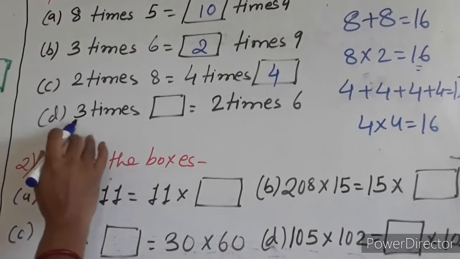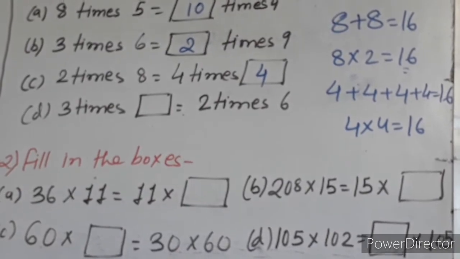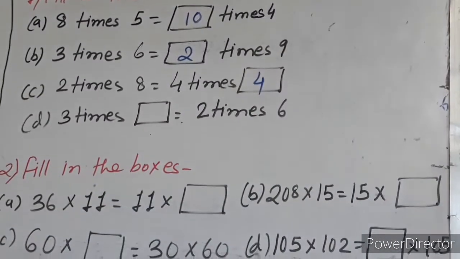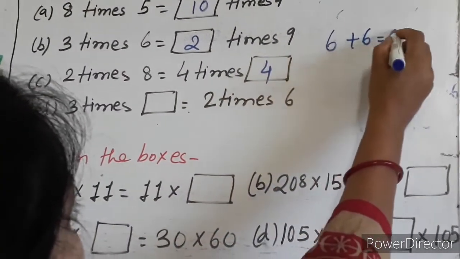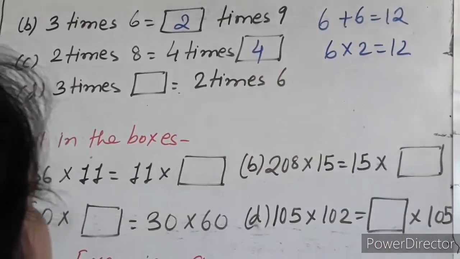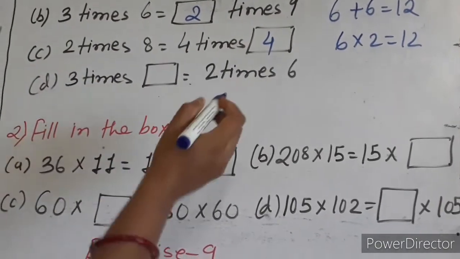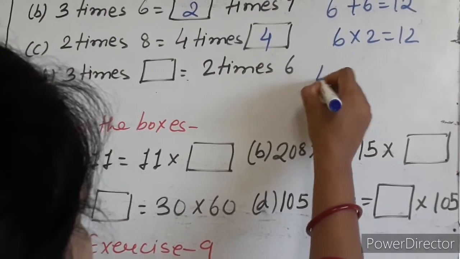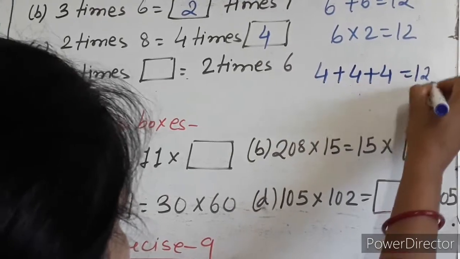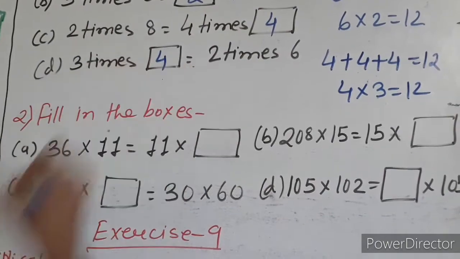Then D. 3 times dash equal to 2 times 6. So what do we mean by 2 times 6? 6 plus 6 equal to 12. That is 6 into 2 equal to 12. So on this side we also have to write how many times the number gives us 12. If we write 4 into 3 equal to 12, so here we can write 4.